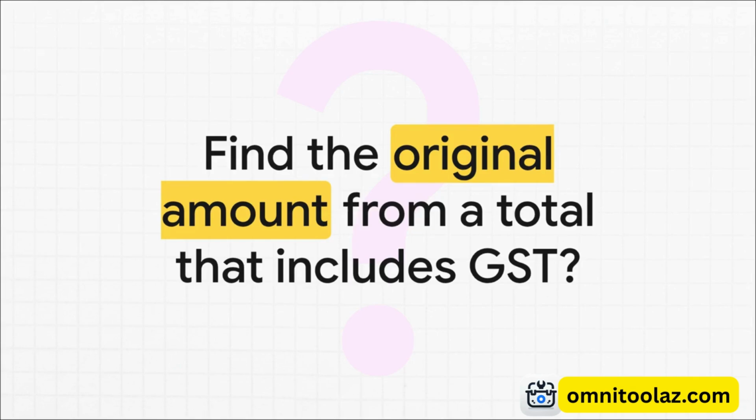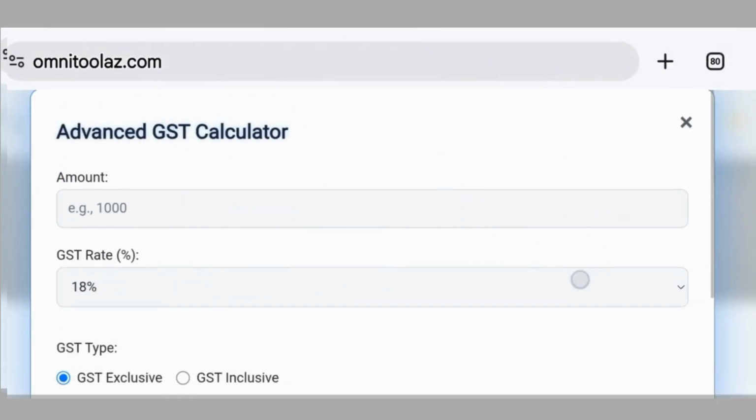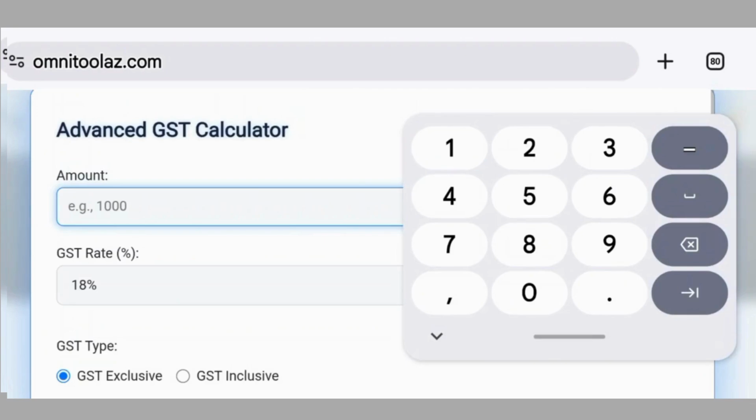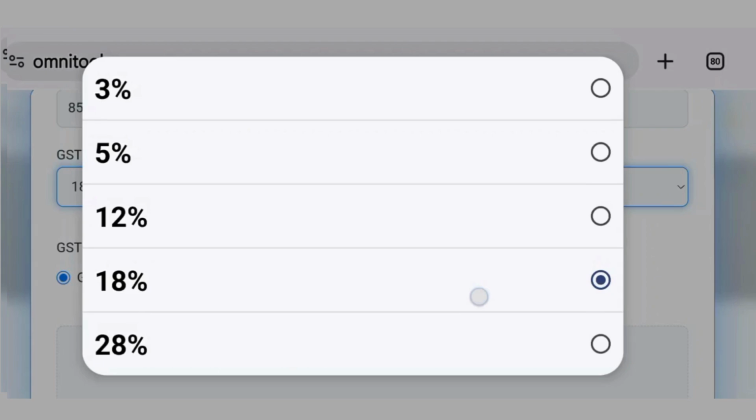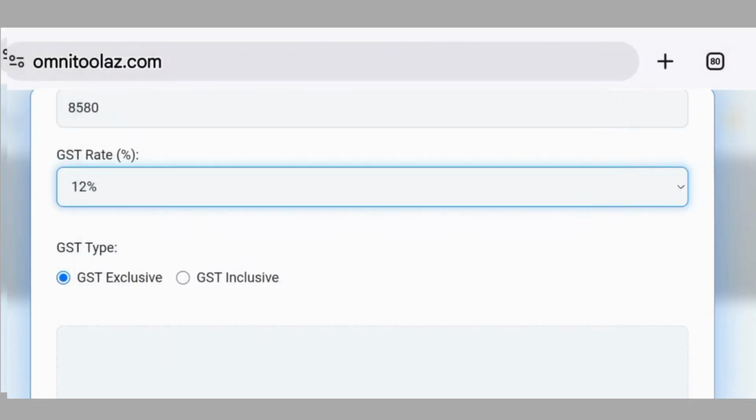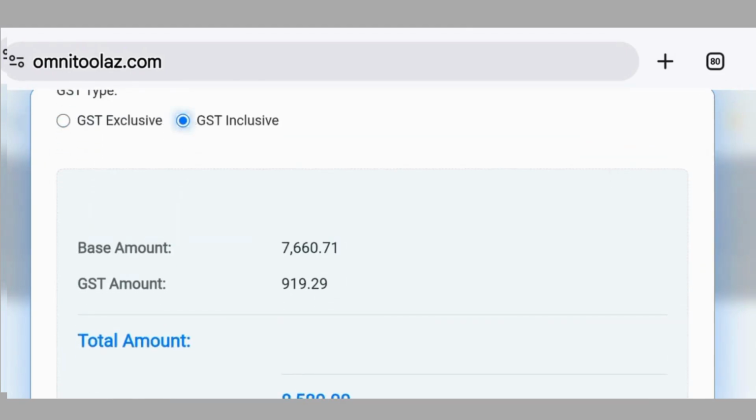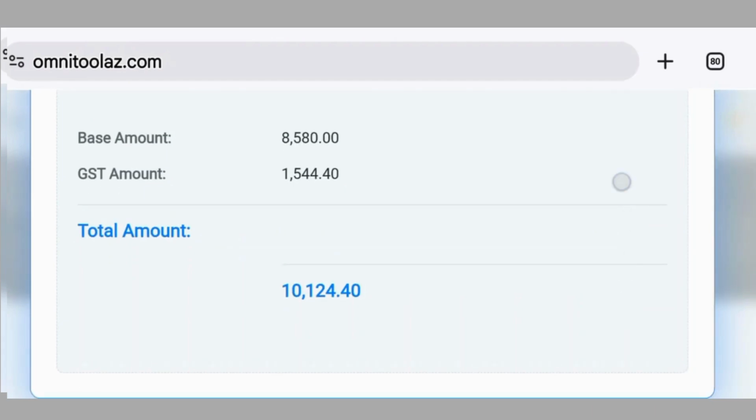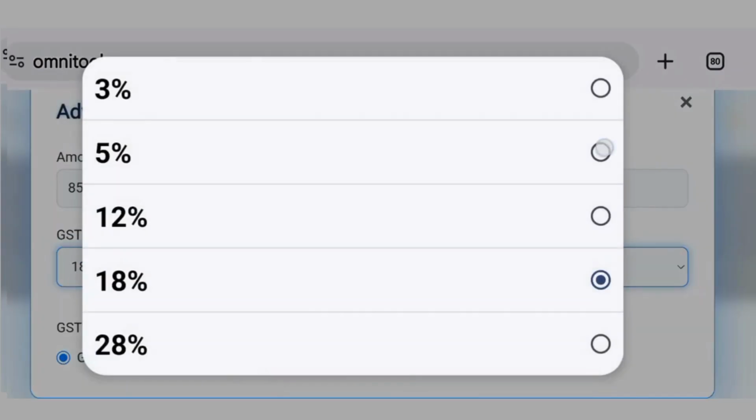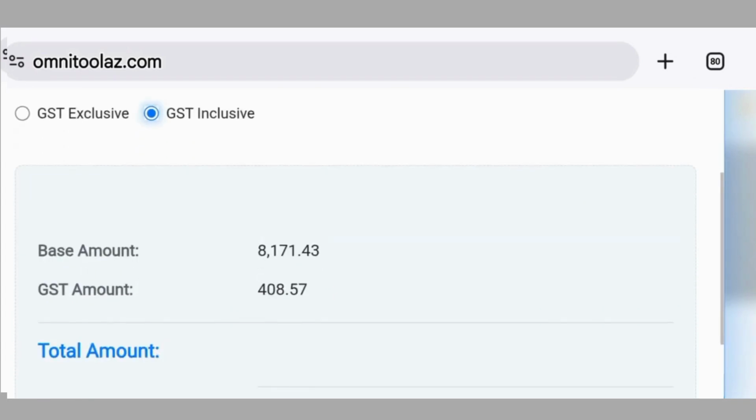Okay, but what about the flip side? Sometimes you've got a total number that already has the tax baked in, and you need to work backward to pull the GST out. This happens all the time in accounting, right? You get a total payment, say 11,800 rupees, and you know that includes the GST, but you need to figure out how much was the original base amount and how much was just the tax. How do you pull those two apart? And yeah, you guessed it, there's a manual formula for this too. And it's a bit more awkward. You take the total amount, multiply it by 100, and then divide all that by 100 plus the GST rate. So for an 18% rate, you're dividing by 118. It works, for sure, but it's definitely not something you want to be doing in a hurry.